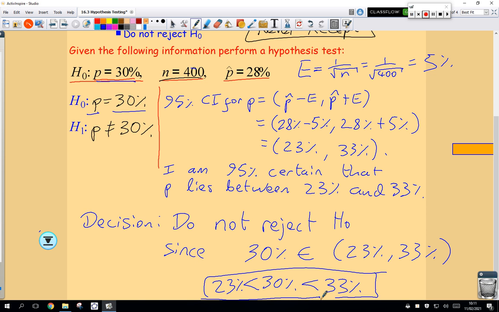I don't reject the claim. Do I accept the claim? No, not necessarily, but I don't reject it, at the 95% confidence level. So there's not enough evidence to reject this claim about the population. So that's a hypothesis test. I either reject it or I don't reject it.